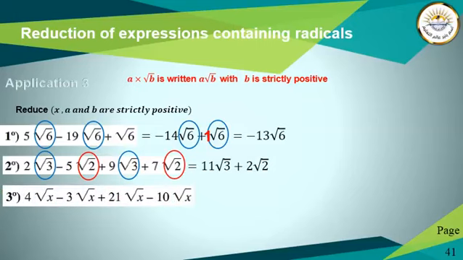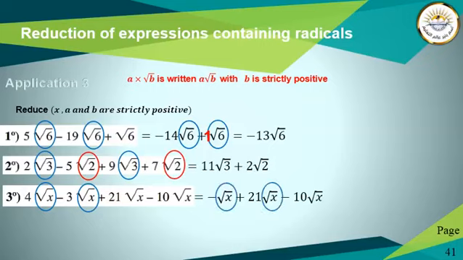3, we have 4 radical x minus 3 radical x plus 21 radical x minus 10 radical x. We have the same radical here, the same number is radical x, so we have to add them, two numbers by two numbers. 4 minus 3 is equal to 1 radical x plus 21 radical x minus 10 radical x. So we have now to continue, the answer will be 22 radical x minus 10 radical x. The same thing happens again. The final answer will be 12 radical x.